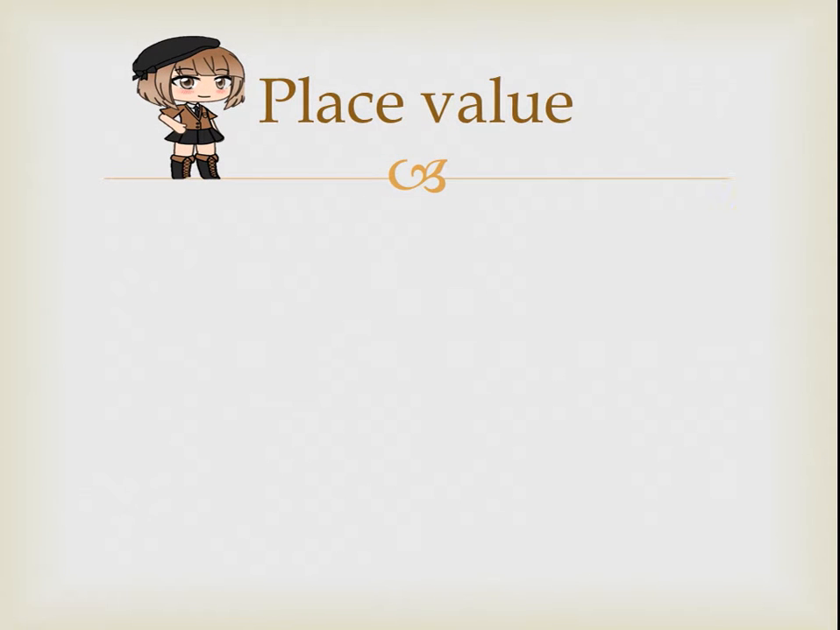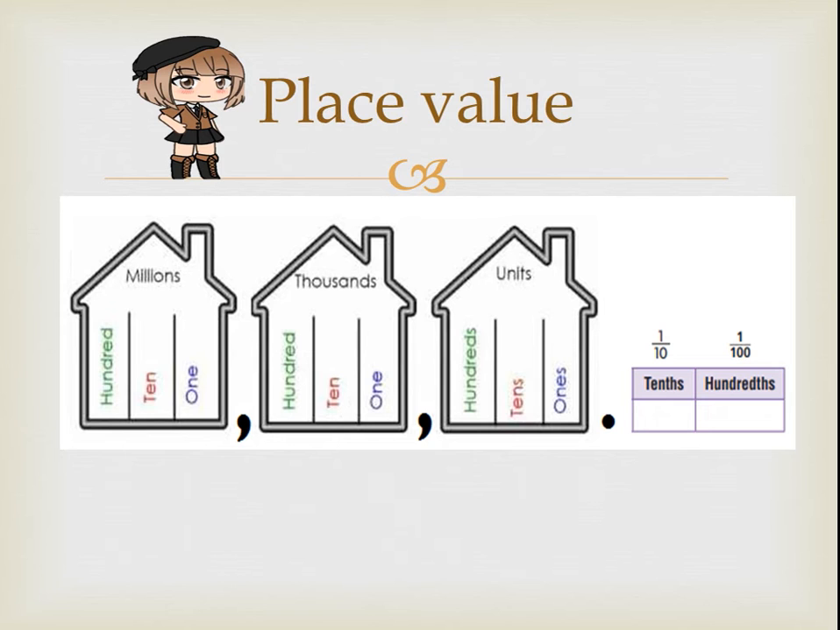Place value of decimals. You know that place values consist of houses. The house of units, which consists of ones, tens, and hundreds. The house of thousands, which consists of 1,000, 10,000, 100,000. Million. 1 million, 10 million, and 100 million. And between each house and the other house, there is a comma. So after each three numbers, we put a comma.